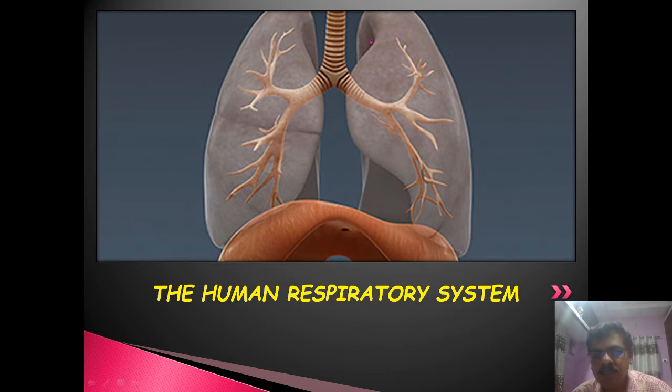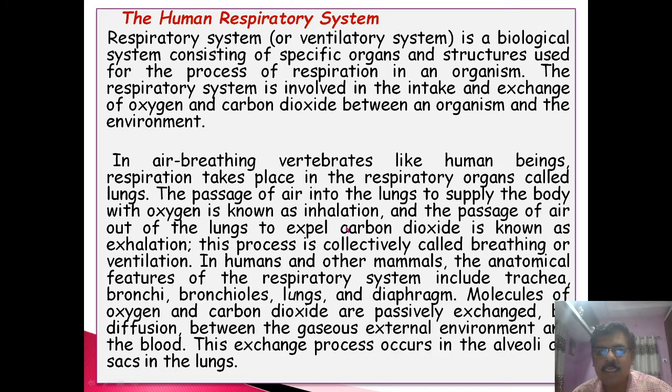If you observe the structure of the respiratory system, the air comes inside by the nostril, and these are the airways, that is the trachea, then bronchi, and then bronchioles, and the last one is what? Alveoli and the lungs. And this one is the diaphragm. So, what does the human respiratory system comprise of?